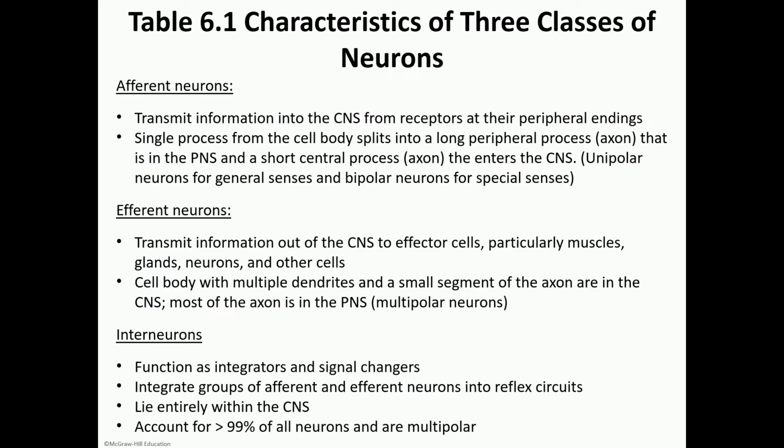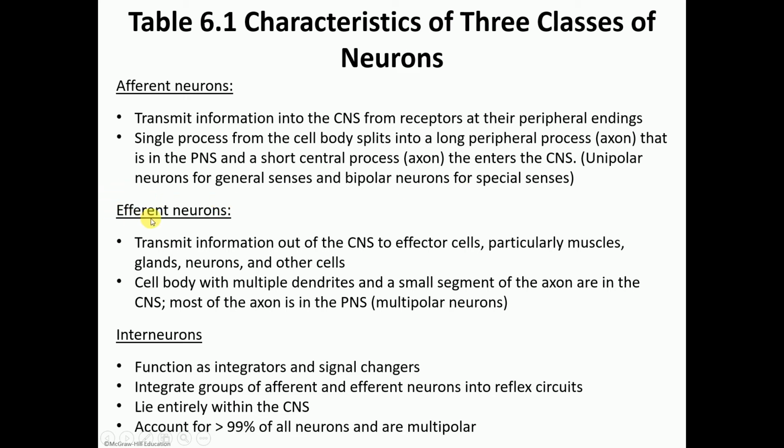Characteristics of the three classes of neurons that we just talked about. The afferent is your sensory neuron that transmits information into the CNS, so in the direction of the CNS from the receptors in the peripheries. And that single process, remember we said that unipolar cell will split into a peripheral process, in the peripheral nervous system, and the short central process, or the axon, that enters the CNS. Remember we said that the unipolar neurons are for general senses, while bipolar neurons are for special senses.